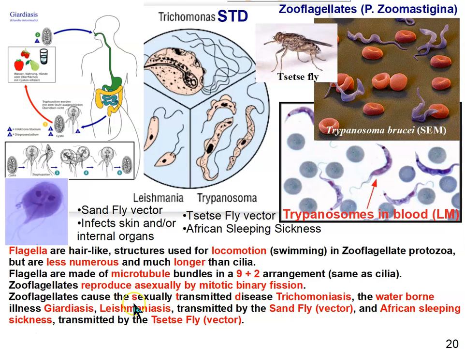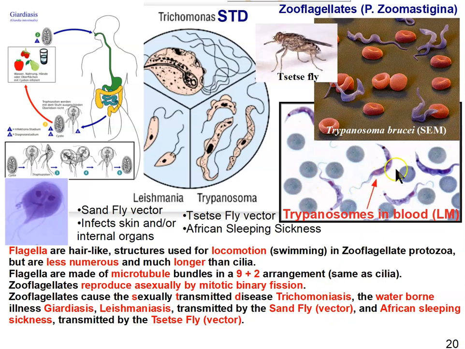So we've got the sexually transmitted disease, the STD, trichomoniasis, commonly known as trich. We've got the waterborne illness, giardiasis. Waterborne meaning that you can get it by drinking water that's contaminated with the giardia organism. Leishmaniasis, which is transferred from person to person by the sandfly. So in that way, the sandfly is acting as what we call a vector.